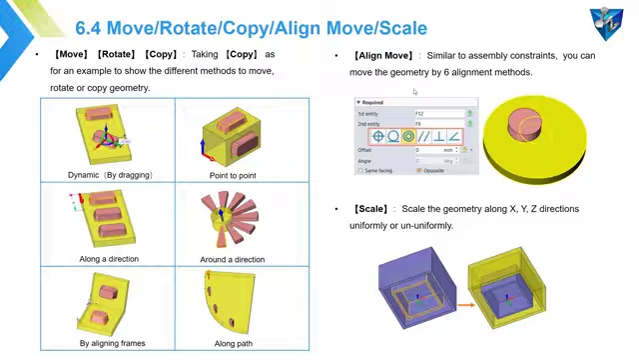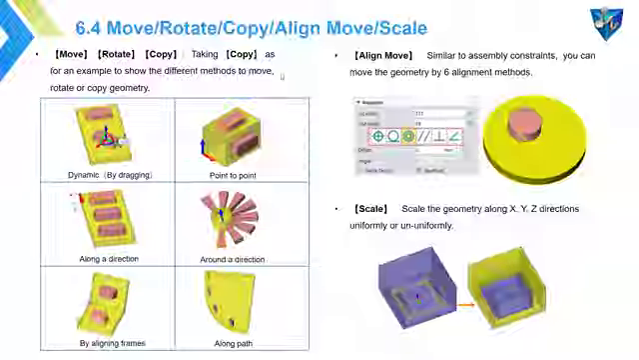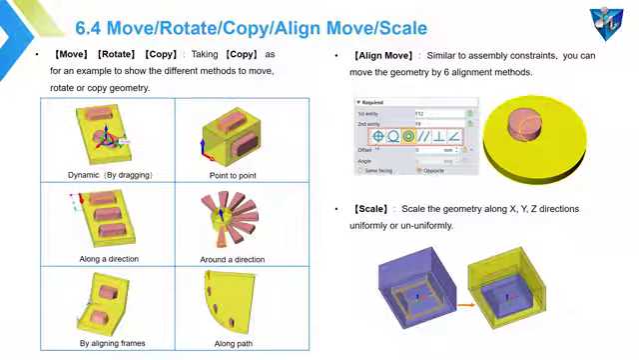Besides the 6 methods I mentioned just now, ZW3D also provides an advanced tool to move or align the geometry, which is similar to assembly constraints. We can move the geometry by coincident, tangent, concentric, parallel, perpendicular, and angular. Okay. And the last feature is scale, which is easy to understand. We can scale the geometry along X, Y, Z directions. Now let's move over to ZW3D to show you more details.